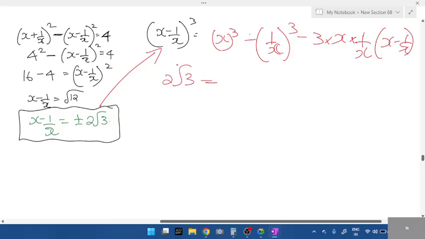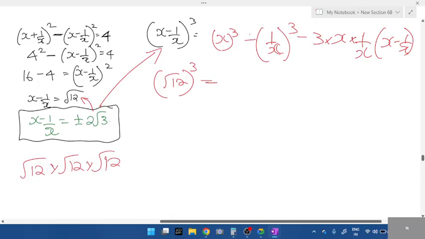What do you have? 2 root 3. You can take 2 root 3. If not, 2 root 3 is what, students? Root 12, right? I remember this. It's easy to calculate. You can take even root 12. So how many times is 12 multiplied? What is root 12 into root 12? 12. The answer is 12 root 12. Just keep 12 root 12 as it is.